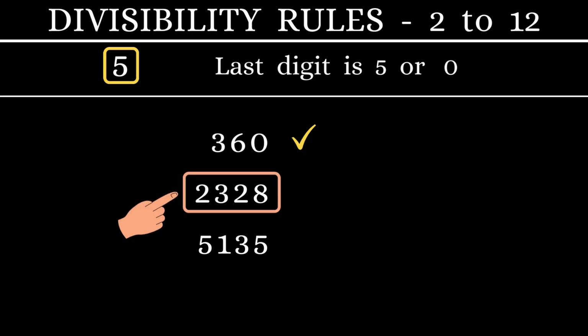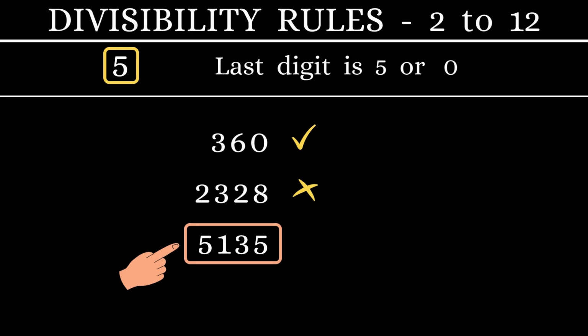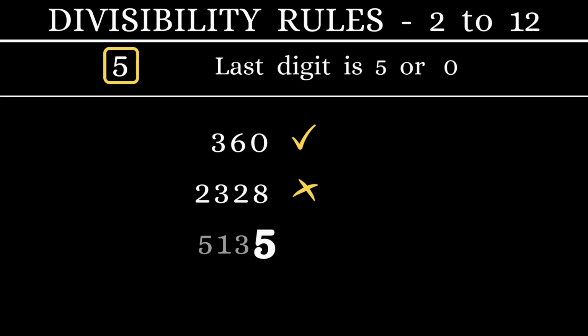In 2328, the last digit is 8. So, this number is not divisible by 5. And in the last example, 5135, the last digit is a 5, which means this number is divisible by 5.